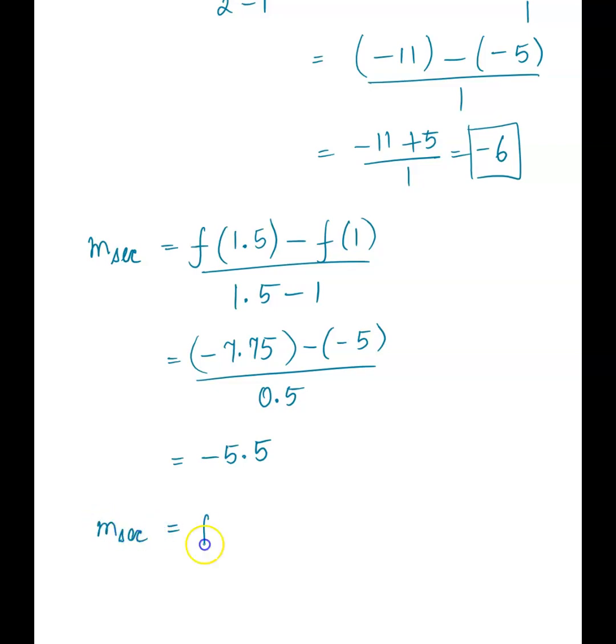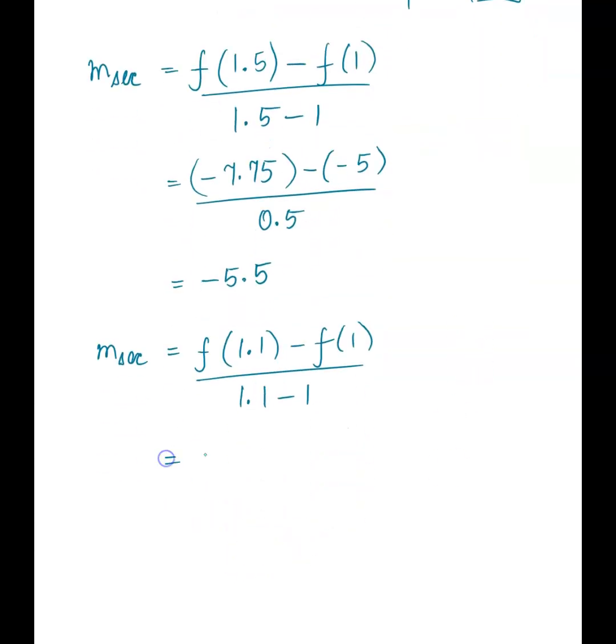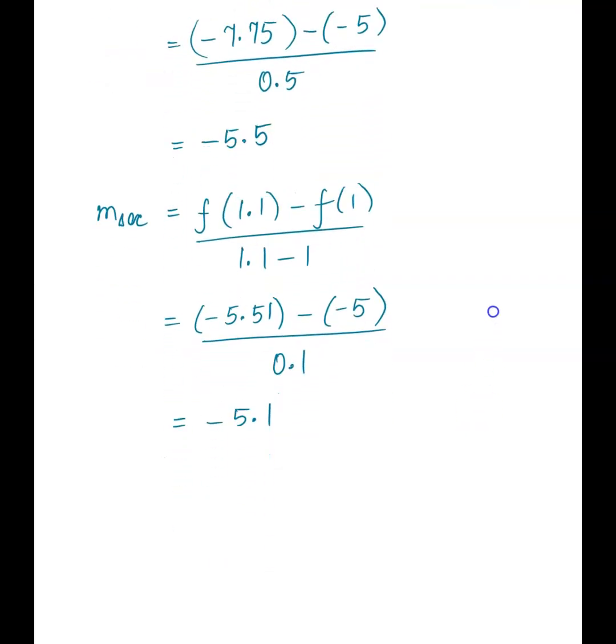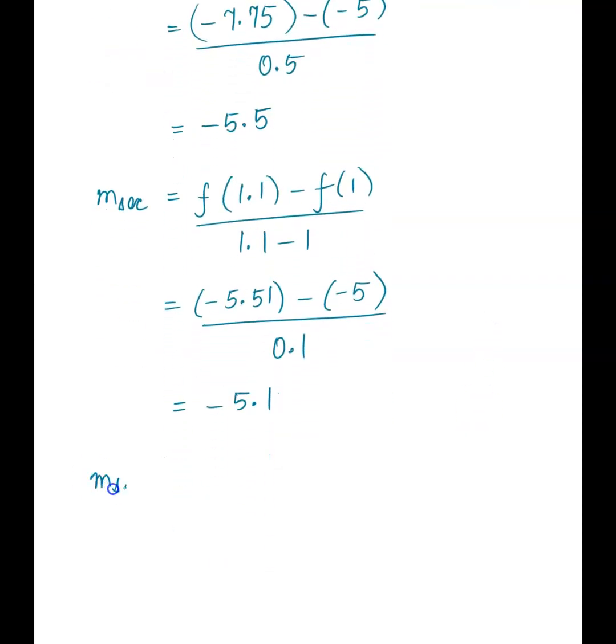For the next successive interval, 1 to 1.1, so f of 1.1 minus f of 1 over 1.1 minus 1. You can see that it's steadily reducing. And let's check out the last interval.